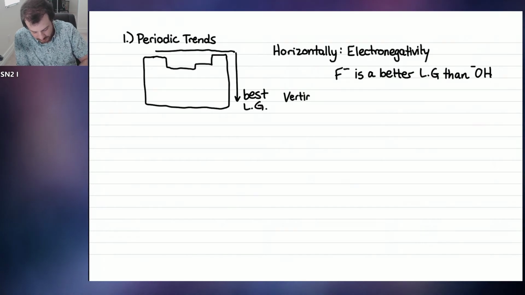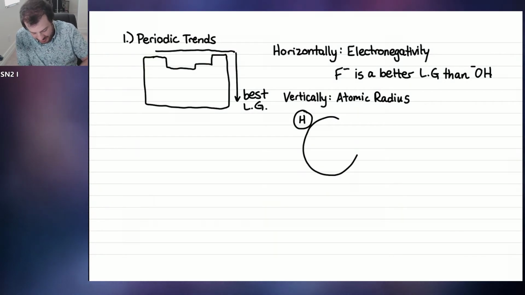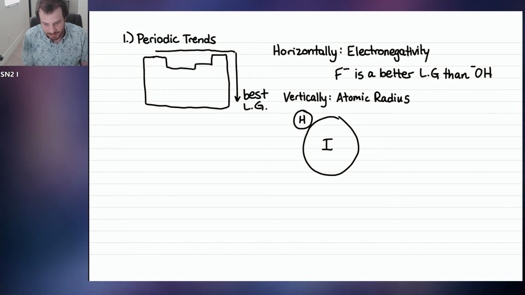And the reason for that is that F is more electronegative than OH. Vertically, the reasoning for leaving group is atomic radius. And there's kind of 2 ways to think about it. But the way I like to think about it is this. Imagine you have hydroiodic acid, which you know is a very strong acid, HI. The H atom is very, very small, and the I is very, very large. And so there's poor overlap, meaning that the electrons can't be shared very efficiently because I is so large compared to H. The size is just a mismatch. So there's poor overlap, so the I minus can't hold the H well. That makes the I a really good leaving group.